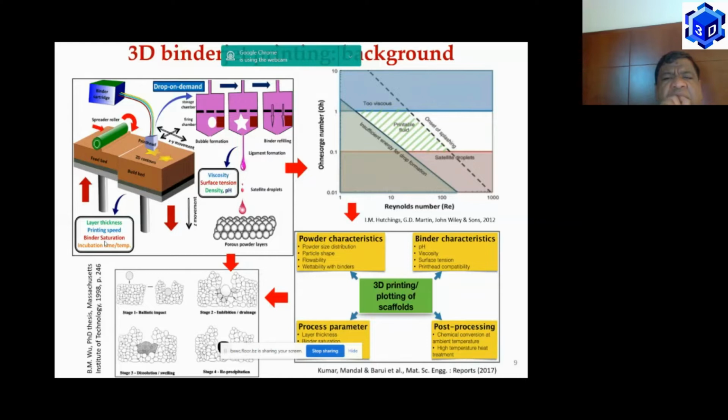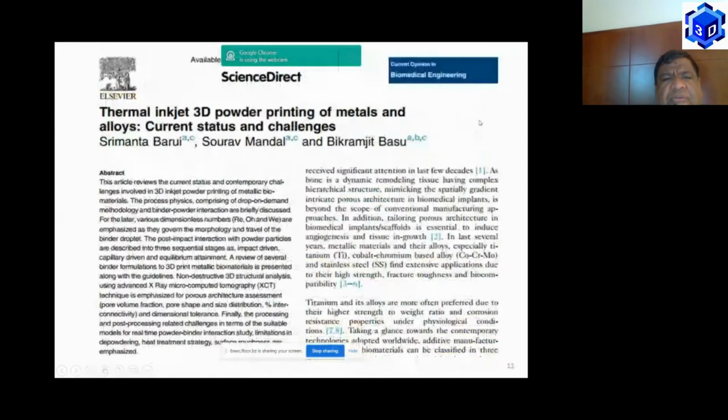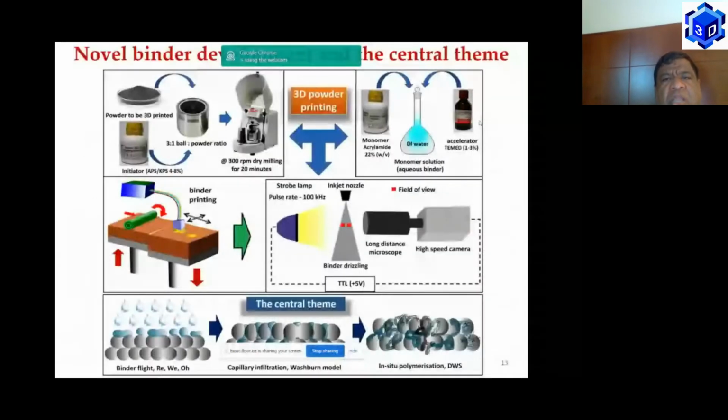And on a more fundamental basis, some of the dimensionless numbers like the Ohnesorge number and Reynolds number, and their combination, define whether any given binder is essentially a printable fluid or represents printability or not. Now, titanium 6 aluminum 4 vanadium, this is one of the metallic systems that we have worked on.